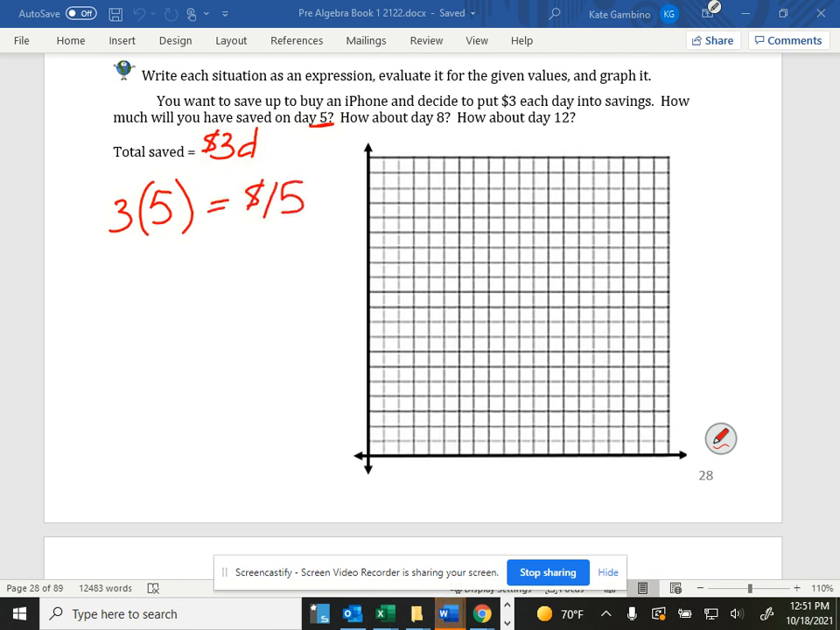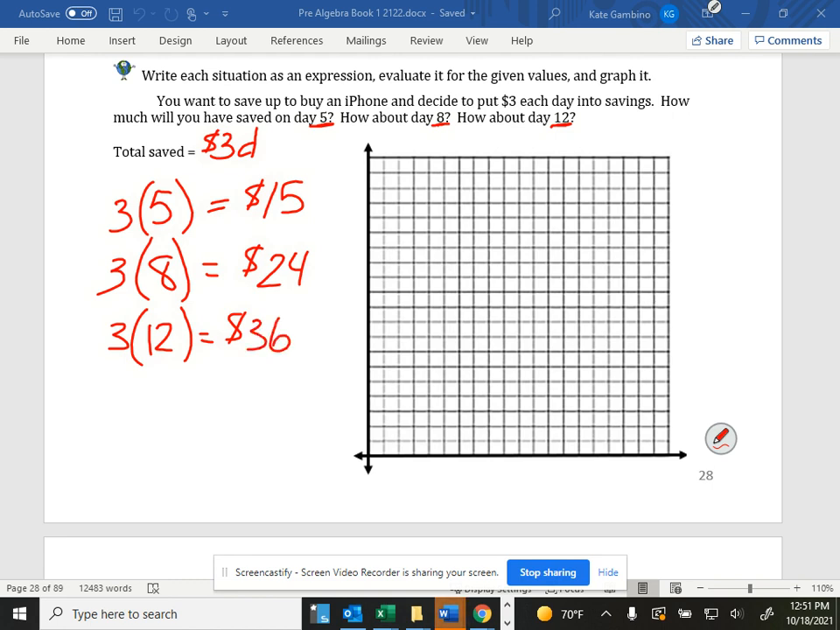$15. Now we wanted 3 in 8 days. 3 times 8 is 24. Now we want 12 days. So 3 times 12 is $36.